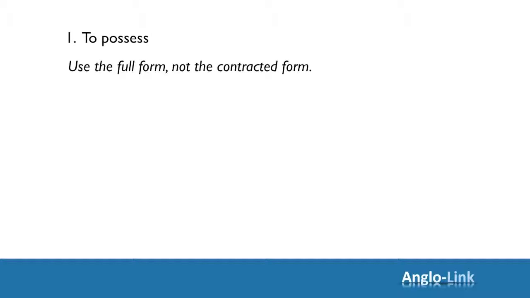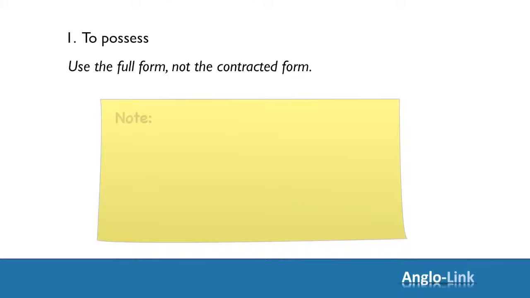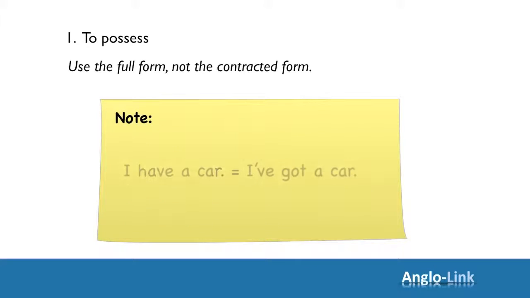Make sure that in this meaning, as a main verb, you use the full form, not the contracted form. For example, I have a car. She has 3 children. We have an idea. He had a cold. Note that you can add the word got without changing the meaning. But be careful that if you add got, it is better to use the contraction. For example, I have a car, or I've got a car.